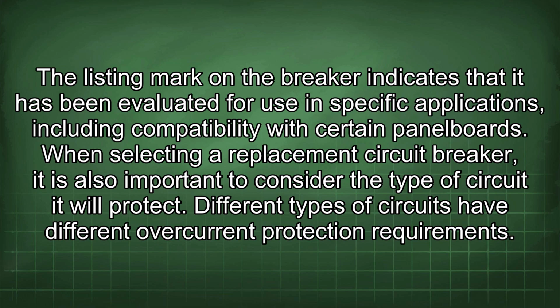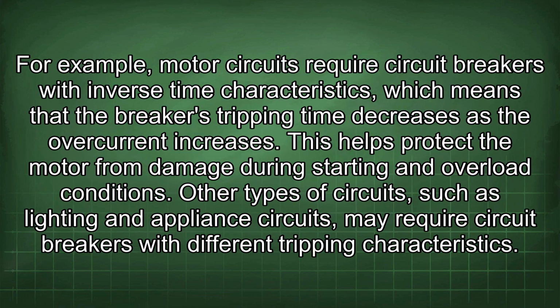When selecting a replacement circuit breaker, it is also important to consider the type of circuit it will protect. Different types of circuits have different overcurrent protection requirements. For example, motor circuits require circuit breakers with inverse time characteristics, which means that the breaker's tripping time decreases as the overcurrent increases. This helps protect the motor from damage during starting and overload conditions.